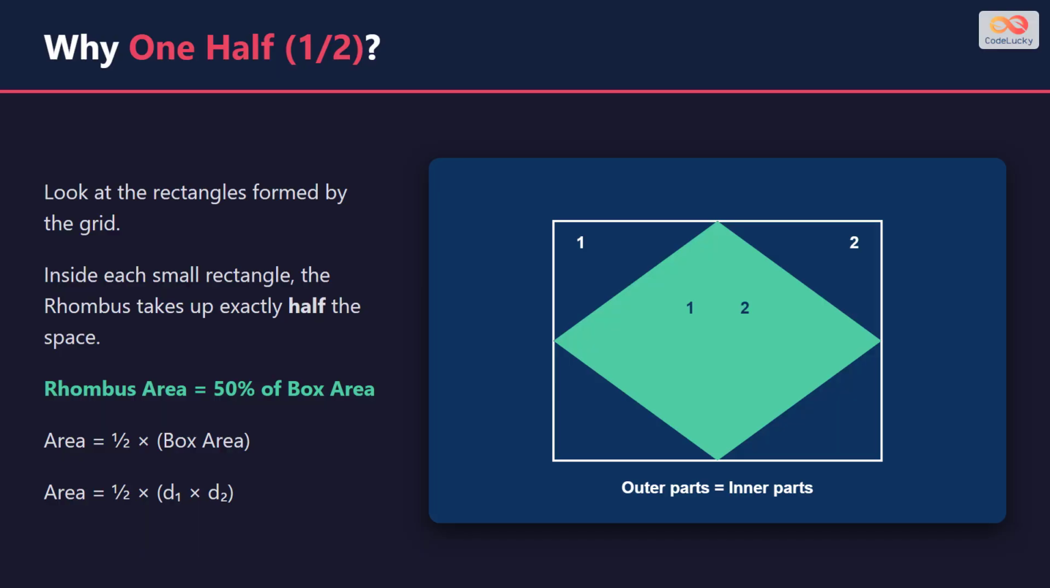But we don't want the area of the whole box. If you look closely at the grid, you can see that the rhombus takes up exactly half the space inside the box. For every triangle inside the rhombus, there is a matching triangle outside of it. That is why we multiply by 1/2. The rhombus is exactly 50% of the rectangle.